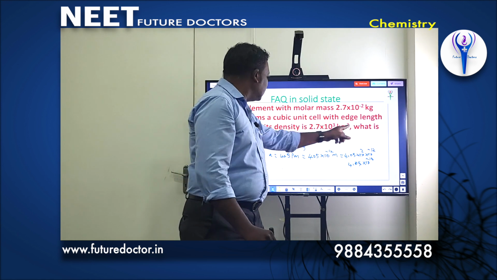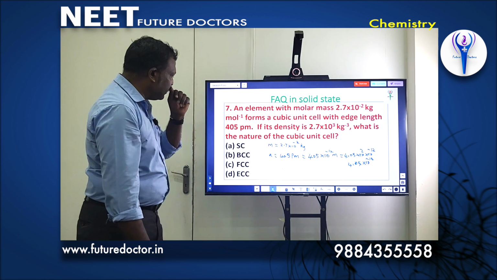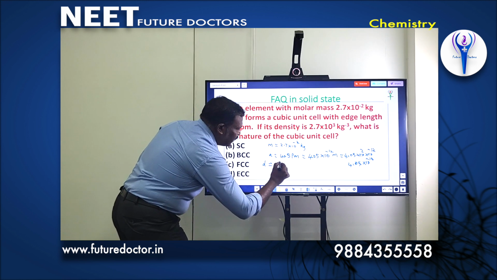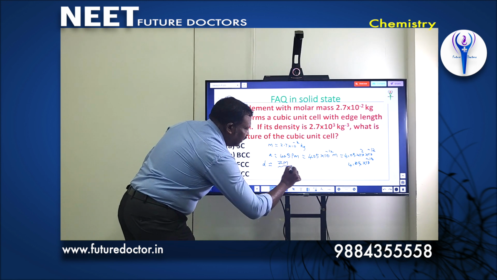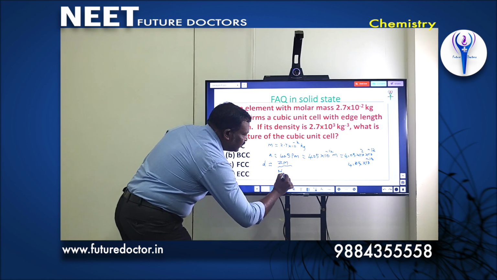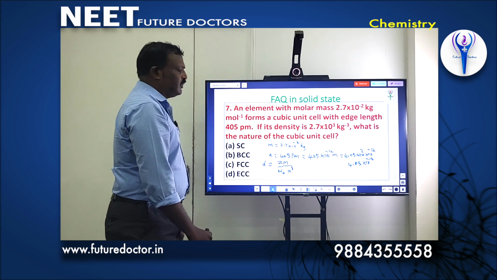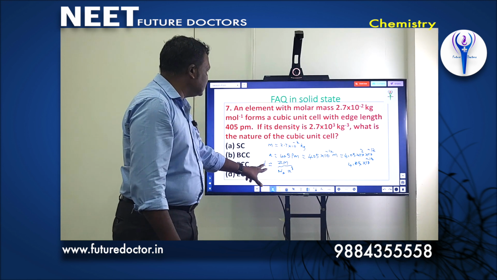What's the question? What's the nature of the cubic unit cell? For that we need the formula for density. Density is equal to, it's a formula, Z M by N A a cube. Okay, so if you substitute all these values, suppose here density is given.